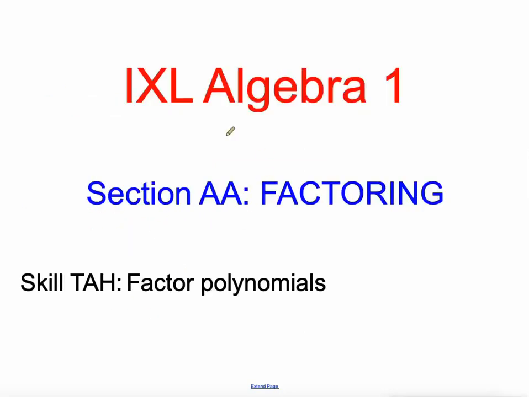Skill 8 in IXL's section AA of Algebra 1. Factor polynomials. Again, I wouldn't bother with this until you've mastered skills 1 through 7 because there's a lot going on here. And you have to be very proficient at those before you can start trying to do them in combination with each other. Good luck when you do, though.